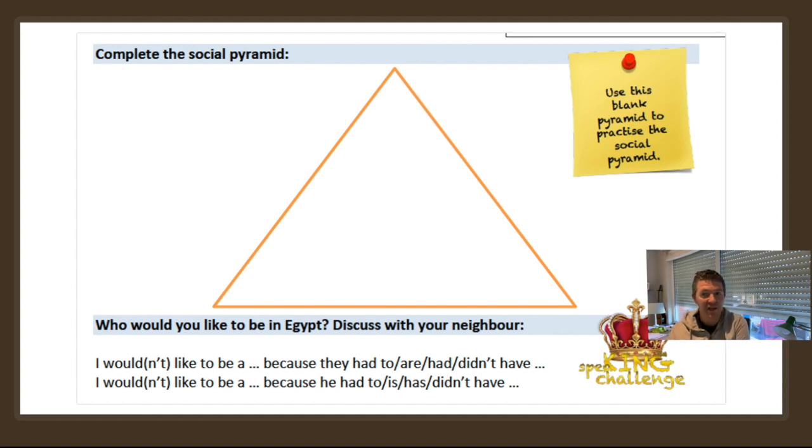There was a speaking challenge that we would do in class. What would you like to be in the social pyramid? Would you like to be the pharaoh? I wouldn't want to be a slave. No, that would be terrible. But even being a farmer, that would be bad too. But if you think about it, being the pharaoh is not the nicest spot either. Yeah? Because he had a lot of responsibilities and he could get murdered, right? Okay.